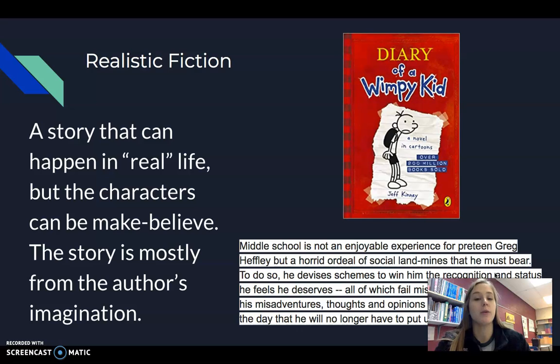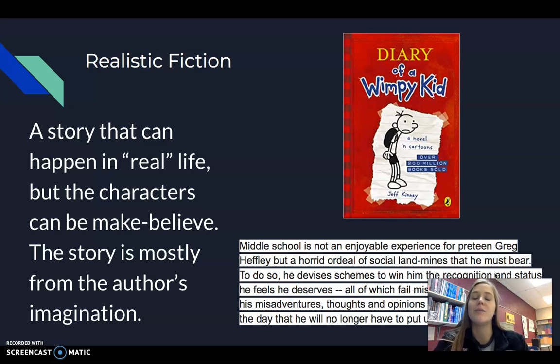Our example is a book that I know is really popular, Diary of a Wimpy Kid. It says middle school is not an enjoyable experience for preteen Greg Heffley, but a horrid ordeal of social landmines that he must bear. To do so, he devises schemes to win him the recognition and status he feels he deserves, all of which fail miserably. Greg chronicles his misadventures, thoughts, and opinions in a diary to prepare for the day that he will no longer have to put up with nonsense.